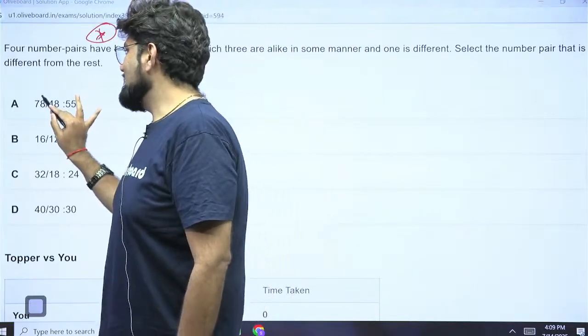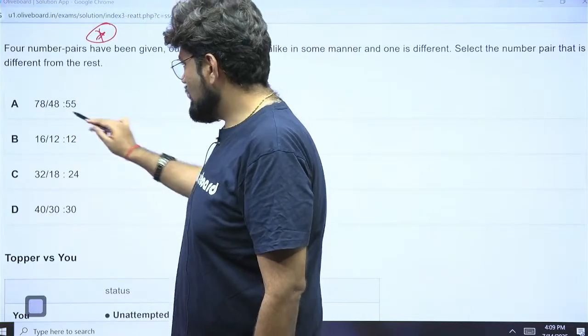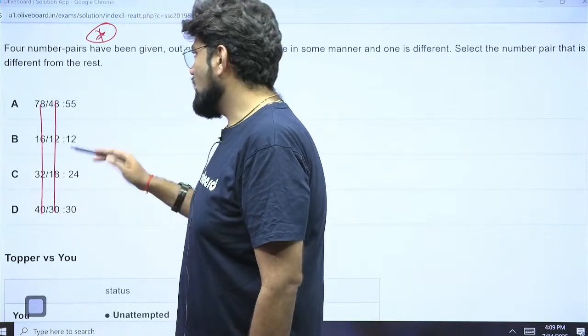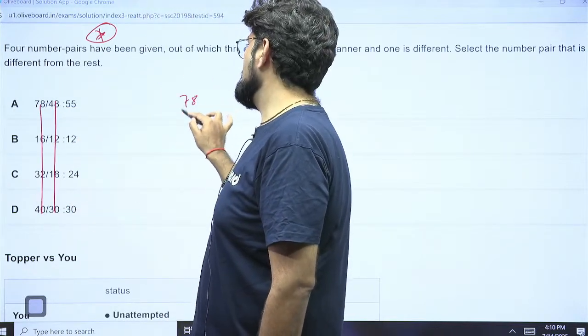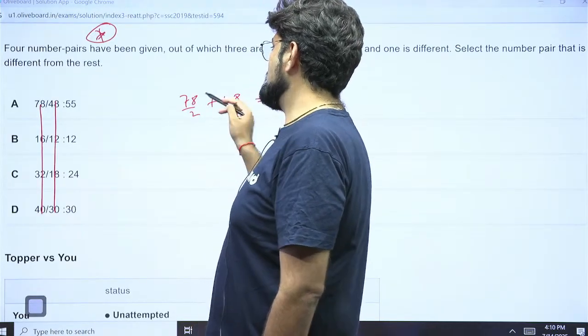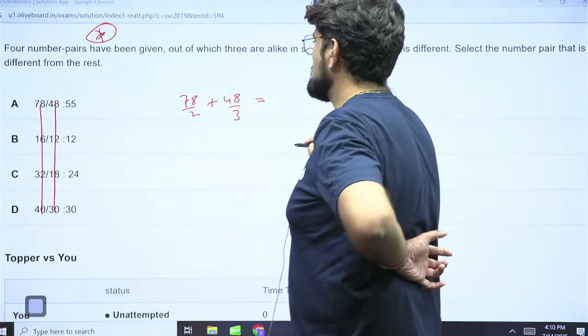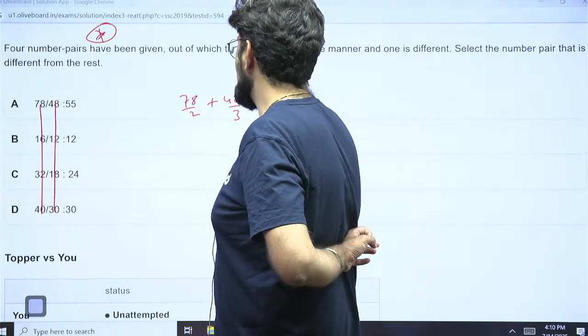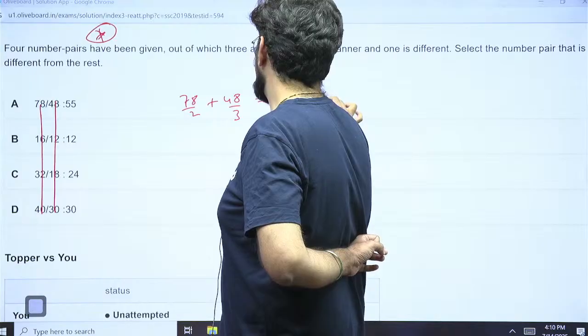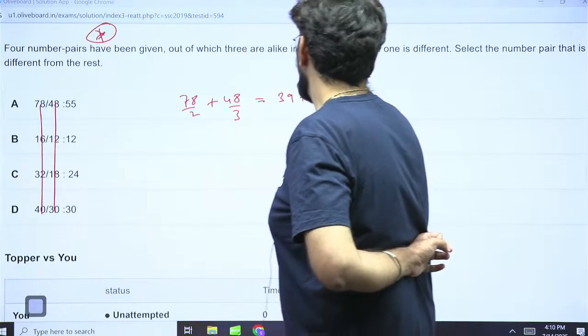Now, what is being done here is, if you observe, 78, these are all multiples of 2. These can be multiples of 2 or 3 as well. So, 78 will be divided by 2 plus 48 will be divided by 3 and we find the answer. So, what is this? This is 39 plus 16, which is 55.